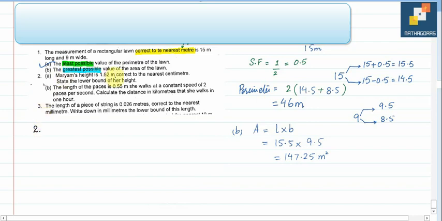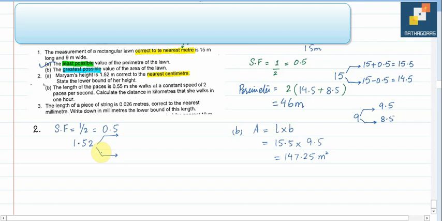Mariam's height is 1.52 meter, correct to the nearest centimeter. The scale factor is hidden inside the word nearest centimeter. If there is no number, that means it's 1. So first I'd find out that the scale factor is 1 over 2 and it's 0.5. Alright. State the lower bound of her height. Her height is 1.52, right? For the upper bound, you need to add the scale factor.